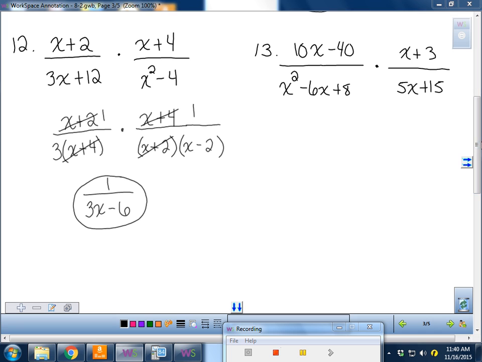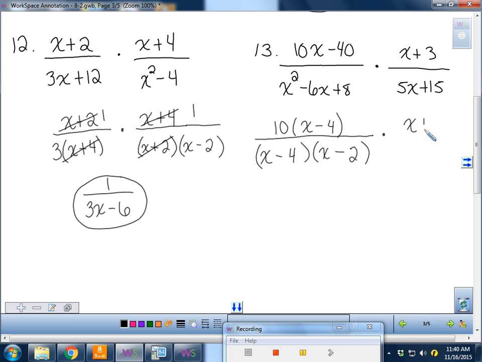All right, so take a look at 13. I look at 10x minus 40, and I notice that I have a common factor between those two terms. So I'm going to factor out a 10. That would leave me with x minus 4. On the bottom, I have a trinomial, so I need to try to factor that. There's a plus and a plus. That means 2 of what's in the front. I have x and x. And then two things that multiply to make 8 and add to make 6 would be 4 and 2. Since I have two plus signs, 4 and 2 will work. X plus 3, I don't have a common factor there, so I leave it as x plus 3.